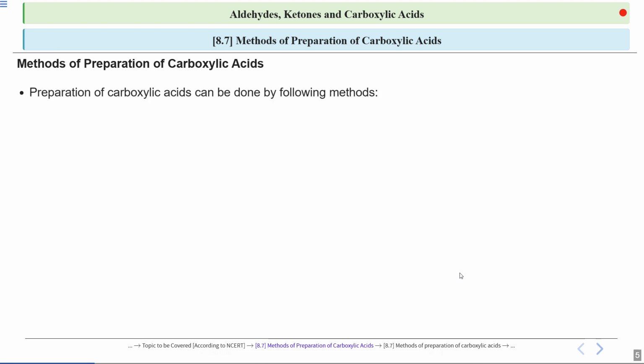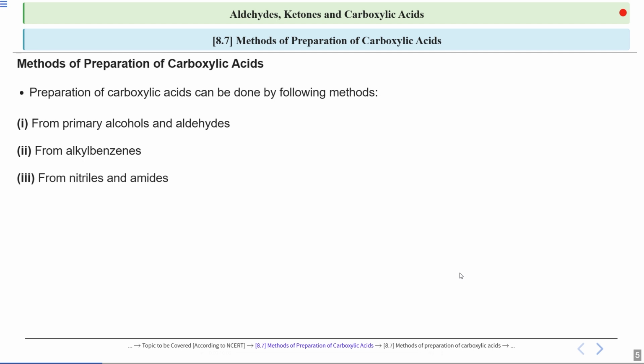Preparation of carboxylic acids can be done by the following methods. First method involves using primary alcohols and aldehydes. This is a very common approach where primary alcohols are oxidized to form aldehydes, and aldehydes can be further oxidized to carboxylic acids. Next method involves the preparation from alkyl benzene. This method involves the oxidation of alkyl side chain on benzene ring to form carboxylic acids.